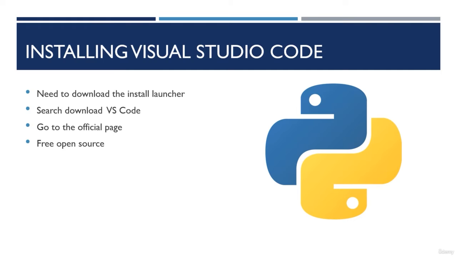Visual Studio Code Editor is a very powerful, easy to use, free and open source code editor, so you can download and install it for free for any operating system you are using. It's a cross-platform code editor. You can use it for many programming languages, not only Python, but also other programming languages such as JavaScript and many more. Also, after downloading the install launcher for the Visual Studio Code Editor, you need to double-click on the install launcher or the installer file.